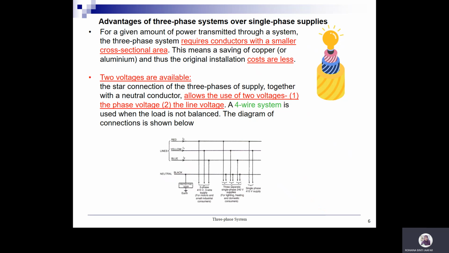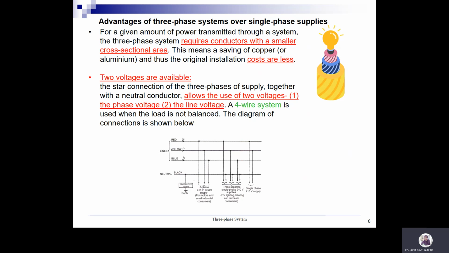Okay, so let's discuss the advantages of three-phase system over single-phase supply. For a given amount of power transmitted, the three-phase system requires conductor with a smaller cross-sectional area. It means you can save copper and aluminium, and then finally the original installation cost is less compared to single phase. And then three phase has two voltages.